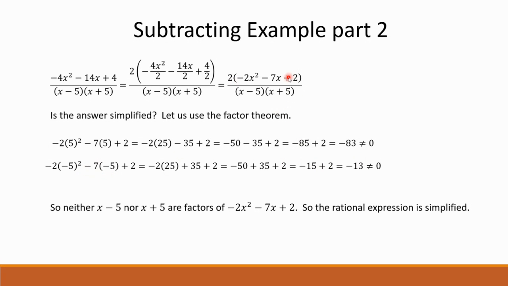So the numerator does not have any common factors with the denominator, any non-trivial ones. When I say non-trivial, I mean not 1 or negative 1. In other words, x minus 5 and x plus 5 are not factors of the numerator. So this whole thing is simplified. Okay, awesome. Any questions on this?